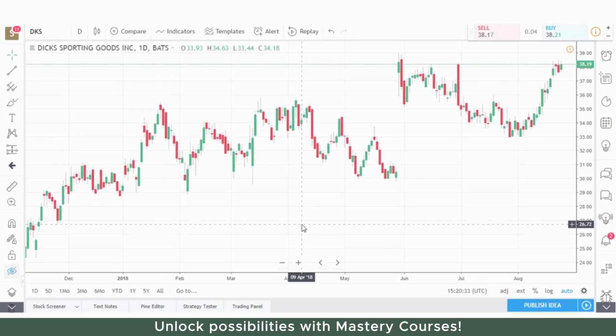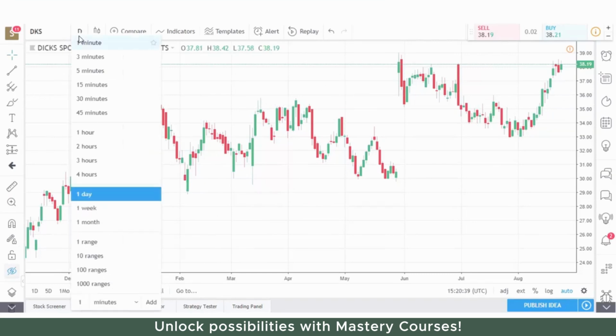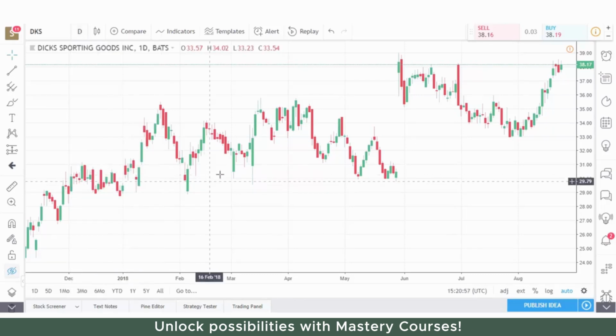For this example, let's look at Dick's Sporting Goods, or DKS. So in TradingView, you want to go into the upper left, and that's where we can put in our time frame. We are going to be trading off of the hourly chart. So what we're going to do is look at the daily chart in order to get an idea of whether the stock is in an uptrend, trending sideways, or in a downtrend.